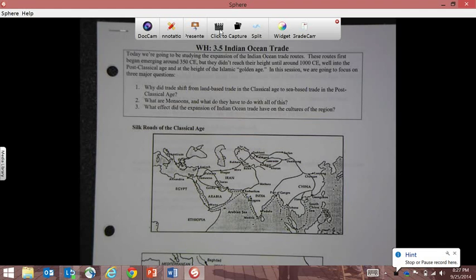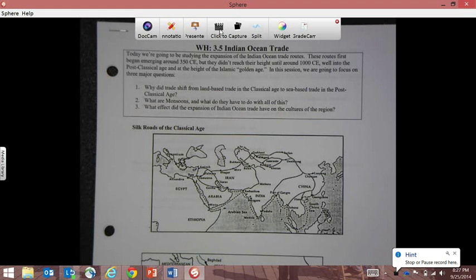But anyway, these routes began emerging around 350 CE, so towards the end of the Classical Age. But they didn't reach their height until around 1000 CE. And this is, like I said, well into the post-classical age and at the height of the Islamic Golden Age.